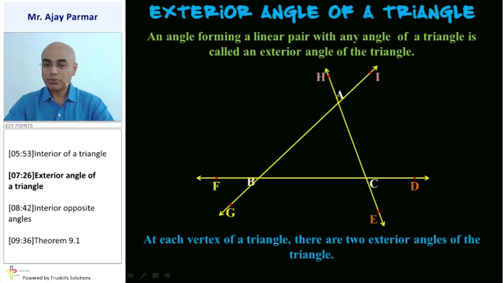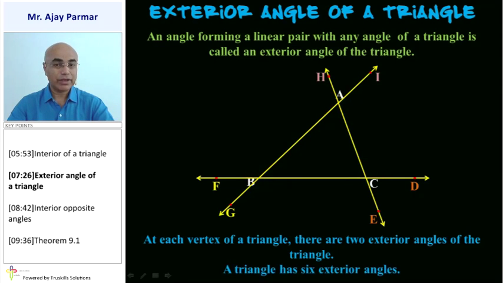So at each vertex we have two exterior angles of the triangle, and in all there are 6 exterior angles for a given triangle. So how many exterior angles do we have for a triangle? 6. And how many exterior angles do we have at each vertex of the triangle? That will be 2.